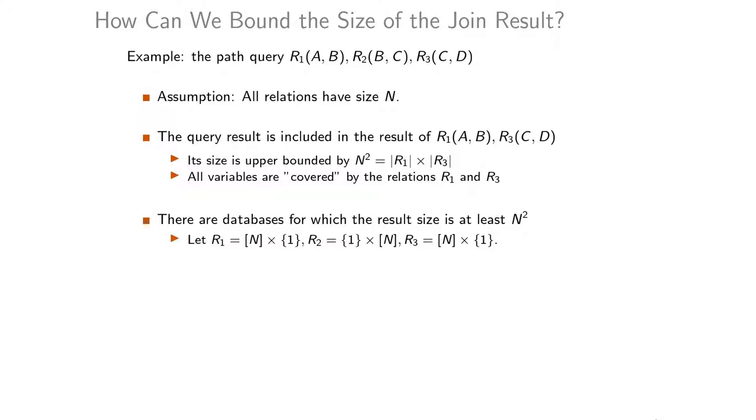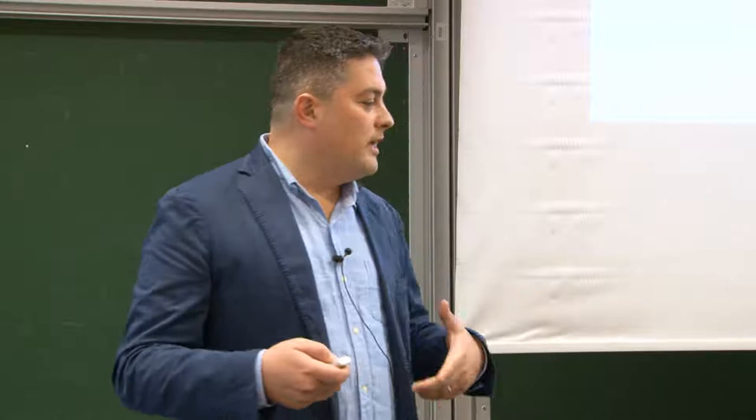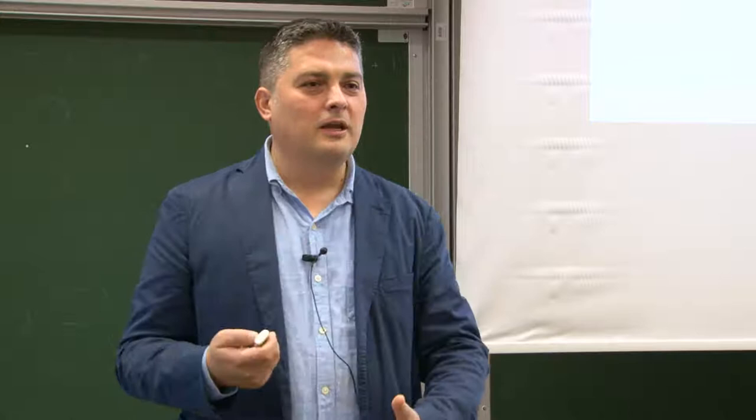This means that for this particular query, I can say confidently that, in the worst case, you cannot do better than n squared. And the algorithm I just mentioned, which takes a Cartesian product of R1 and R3 and then uses R2 as a filter, is in a sense asymptotically the best we can hope for.